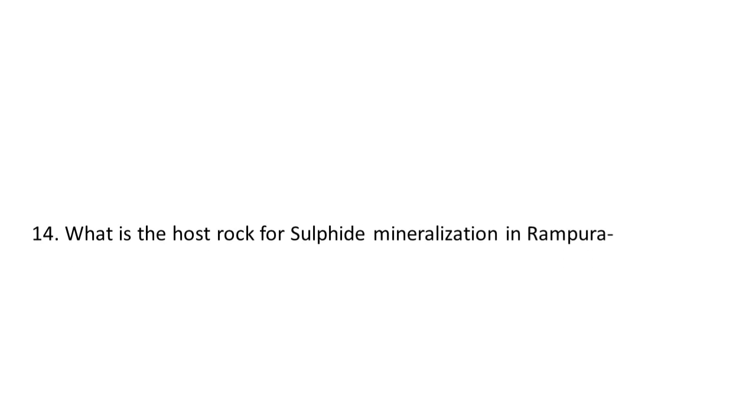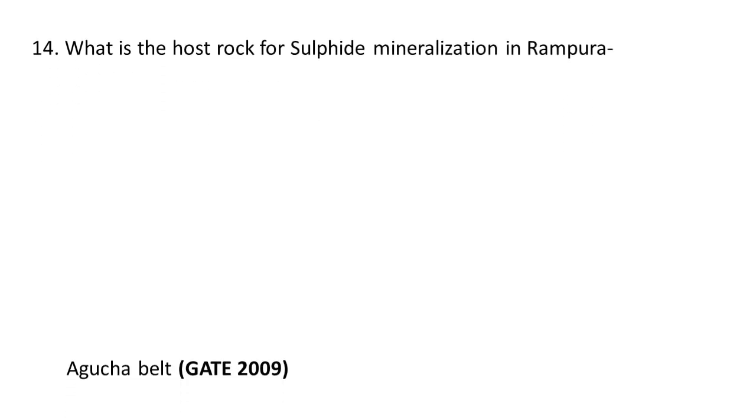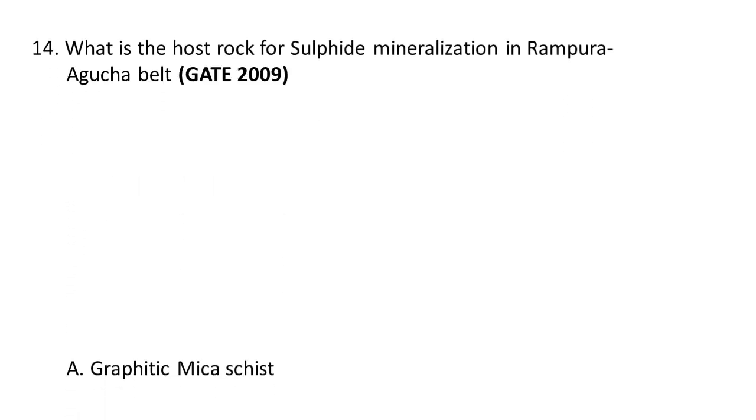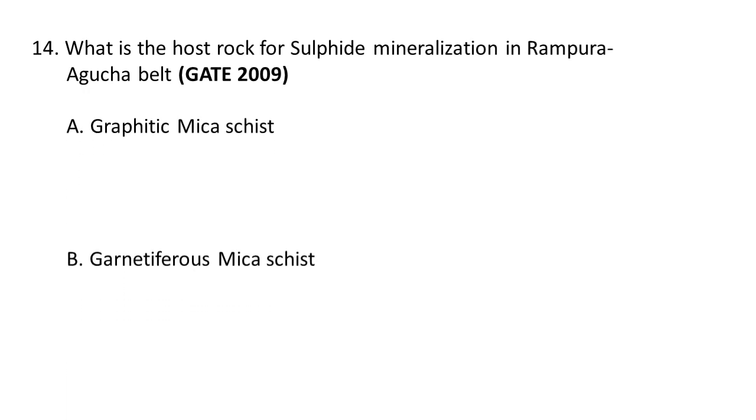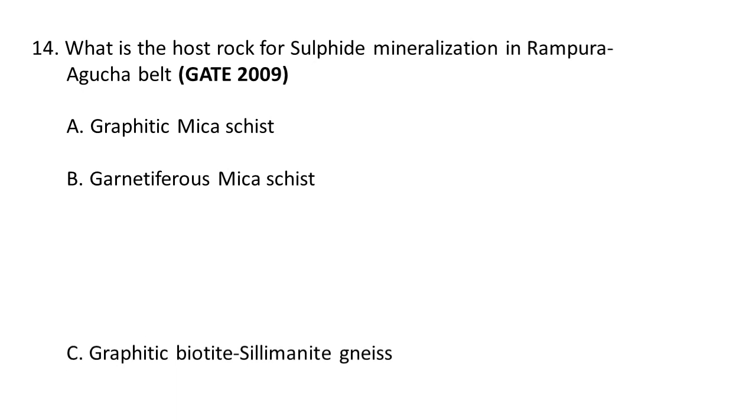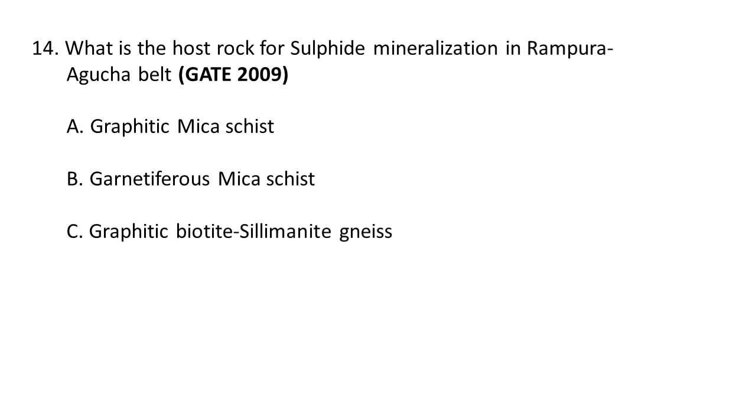Next question. What is the host rock for sulfide mineralization in Rampura Agucha belt? So this question has been asked in several exams. A, graphitic mica schist. B, garnetiferous mica schist. C, graphitic biotite sillimanite gneiss. And D, garnetiferous sillimanite feldspar gneiss.